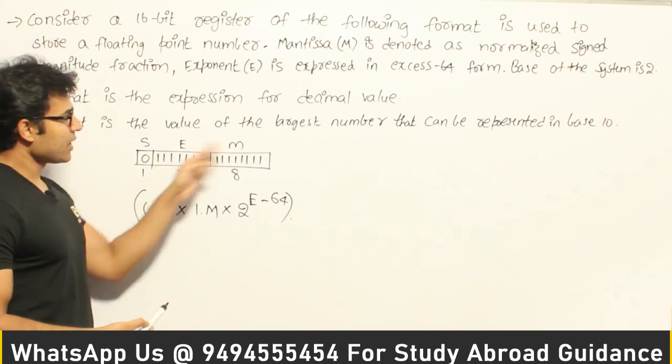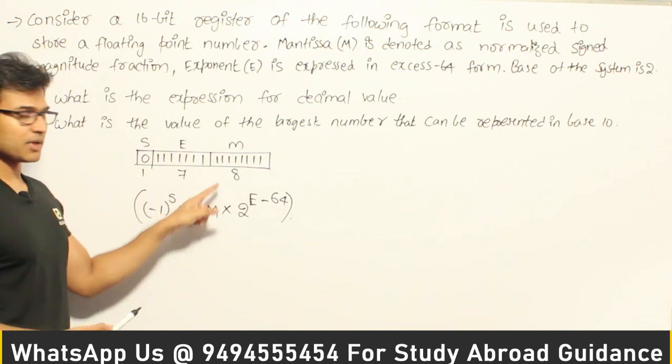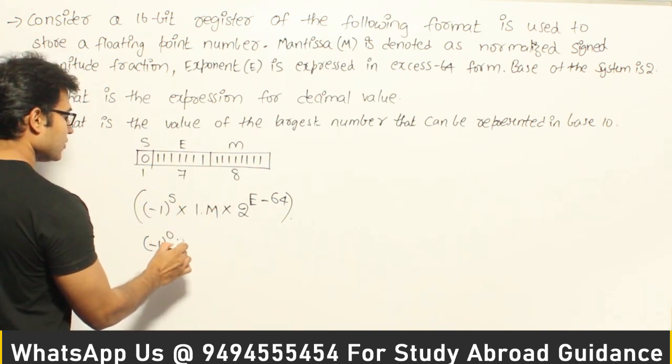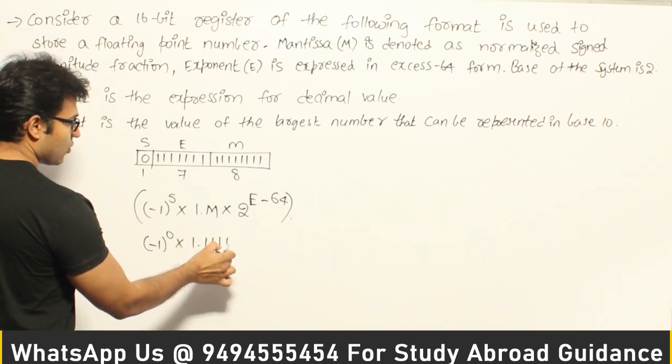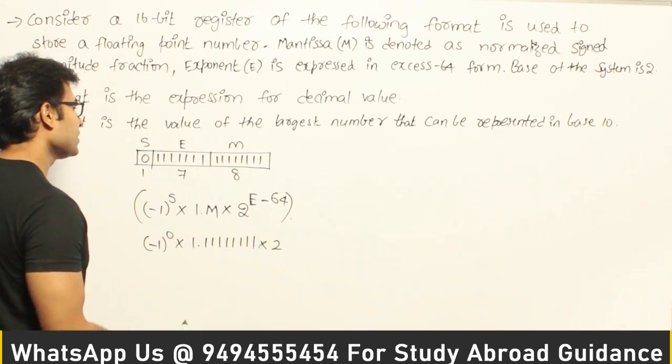Okay, now what is its value in base 10? That is what is asked. Now let's try to convert this value into base 10 by using this formula. It is going to be (-1)^0 into 1.mantissa. Mantissa is 1, 2, 3, 4, 5, 6, 7, 8, into 2^(e-64).